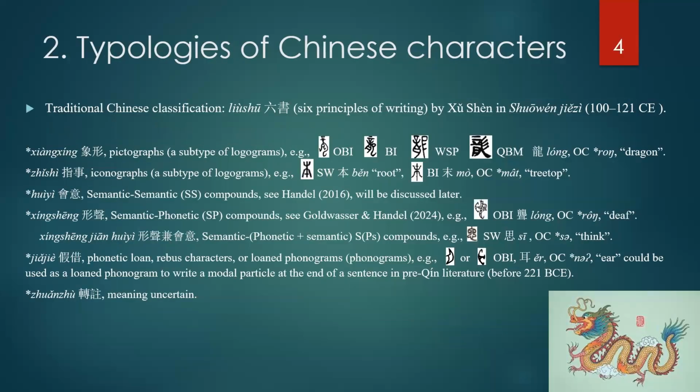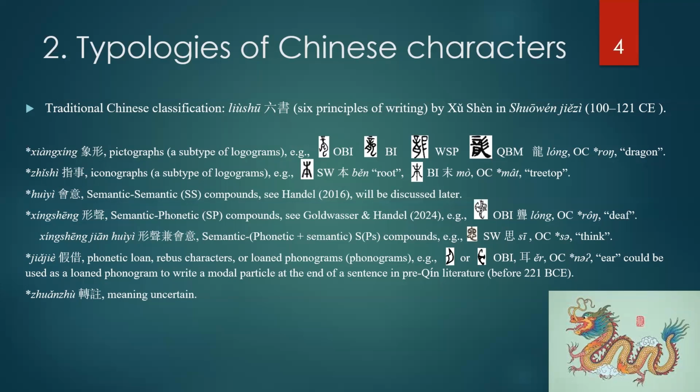The earliest known classification framework for Chinese characters was Liu Shu, which is the six principles of writing. Liu Shu was recorded in the dictionary 说文解字, written by Xu Shen. This dictionary systematically collected over 9,400 small seal script characters from the Qin dynasty around 221 BCE. This work laid the theoretical foundation for the analysis of ancient Chinese scripts. The six principles of writing are as follows.